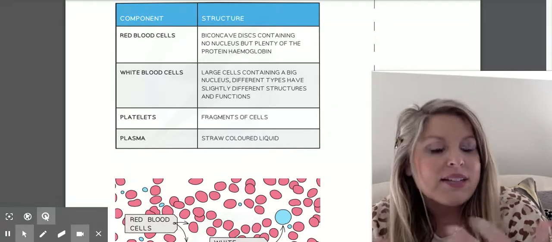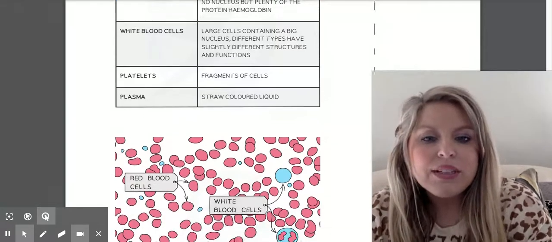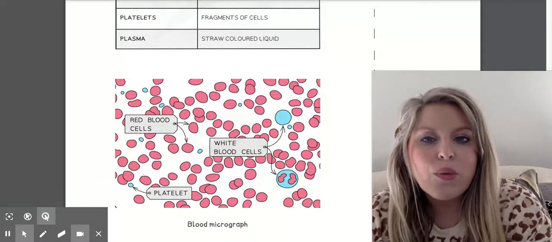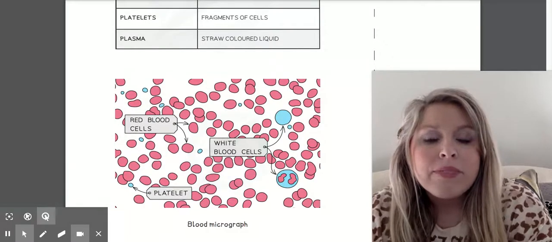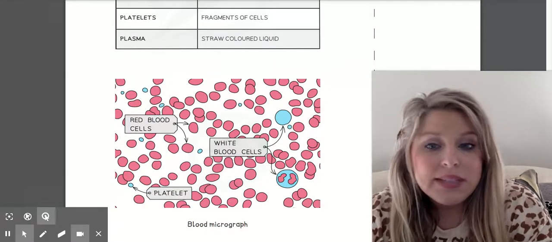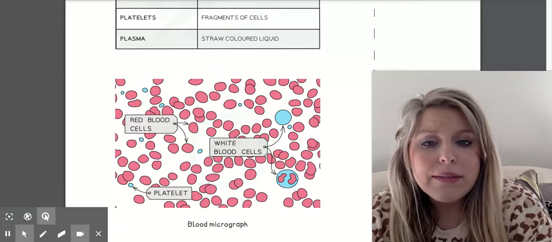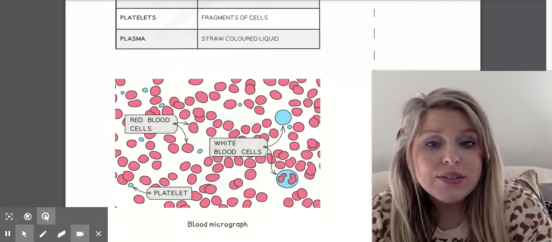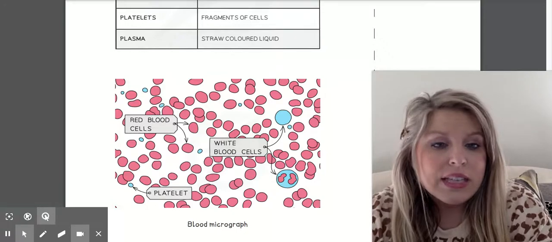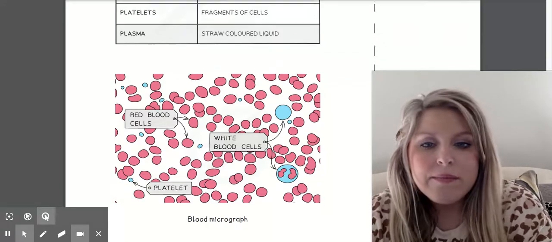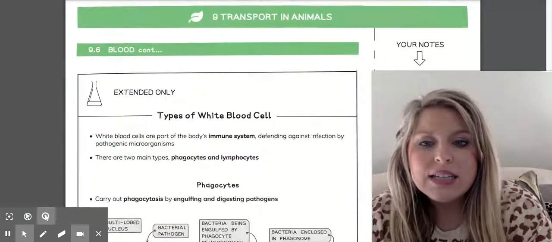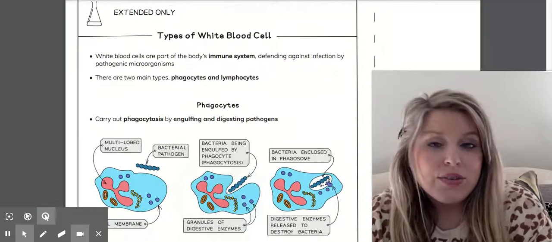And then the plasma, it's that straw-colored liquid. So if we looked at an image or depiction, the white part would be your plasma. These red disc shapes are your red blood cells. Tiny little fragments are your platelets, and then your white blood cells are much larger, and you can see the lobed nucleus here.